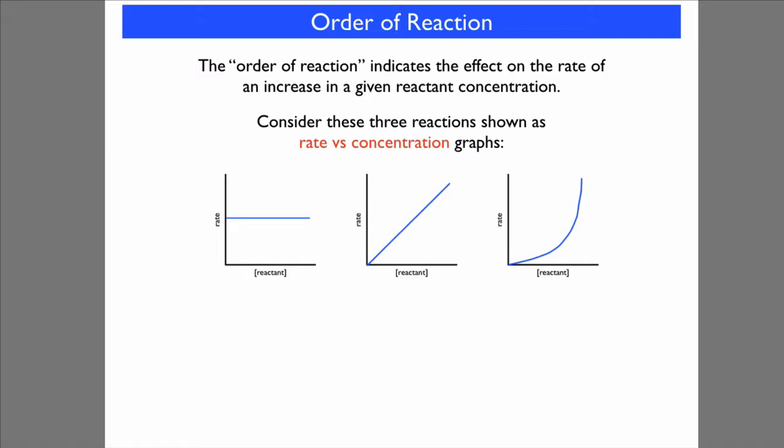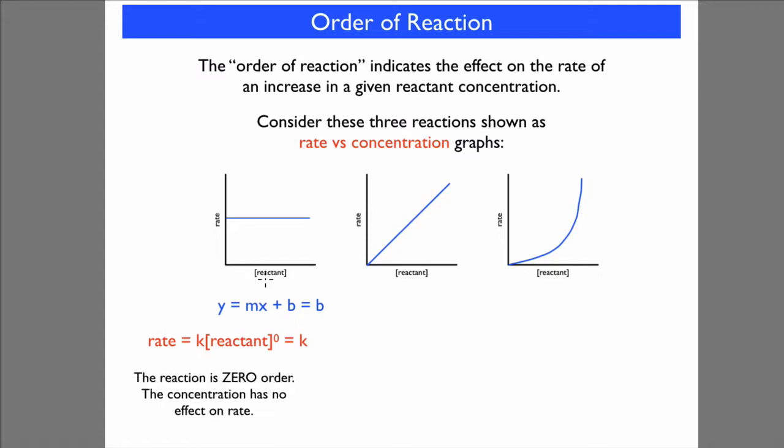The first one, you can see that the rate remains the same, independent of the concentration of the reactant. If we use the equation of a graph, y equals mx plus b, we can see that throughout, y just equals the y-intercept, or in this case b. So x is having no effect. So the rate equals the rate constant multiplied by the concentration of the reactant, but the concentration of the reactant is having no effect, so it must be to the power of 0 to make it 1. The reaction is zero order. The concentration has no effect on the rate.